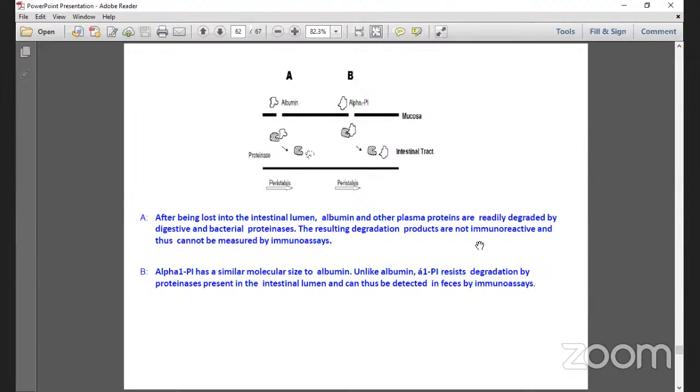The slide shows you A and also B. If you look at A, after being lost into the intestinal lumen, albumin and other plasma proteins are degraded by the digestive and also the bacterial proteinases. That's why the degradation products are not immunoreactive and cannot be measured by the immunoassay. In comparison, alpha-1 protease inhibitor cannot be degraded by the proteinases, so it remains in the intestinal lumen. That's why it can be detected by the immunoassay.